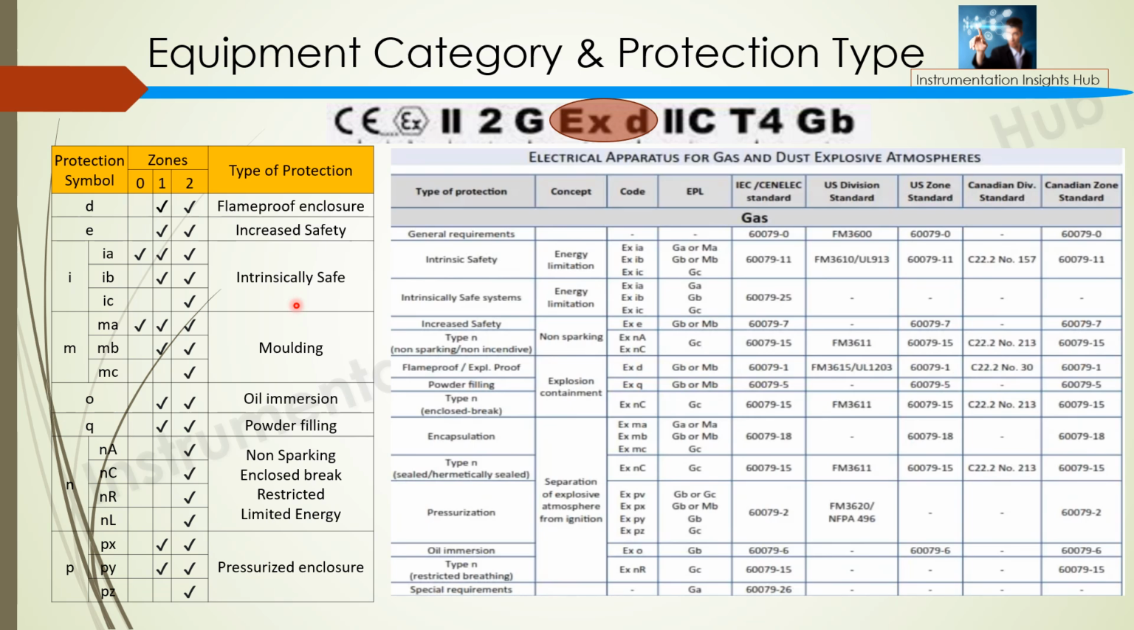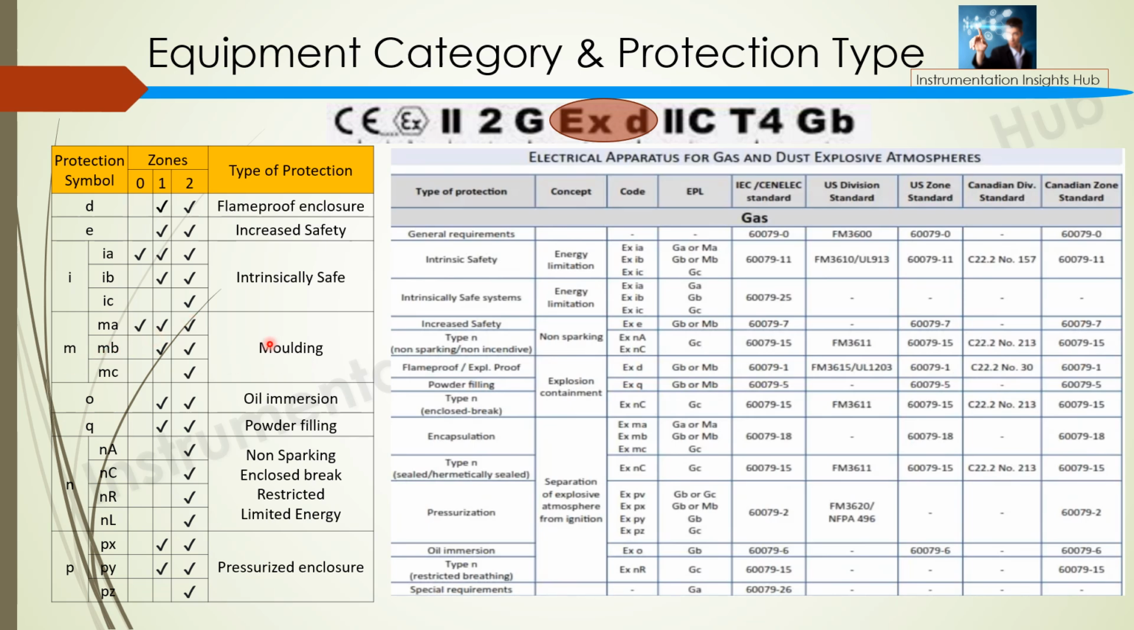So coming to Ex d, this is very important, equipment category and protection type. This is the table you can refer to, with zone-wise protection symbols. If Ex d protection is there, then it can be used in zone 1 and zone 2, flameproof enclosure. And increased safety can also be used in zone 1 and zone 2. Ex ia, ib and ic are intrinsically safe. If ia is there, it can be used in zone 0, zone 1, zone 2, and ib in zone 1, zone 2, and ic is only applicable in zone 2, right?